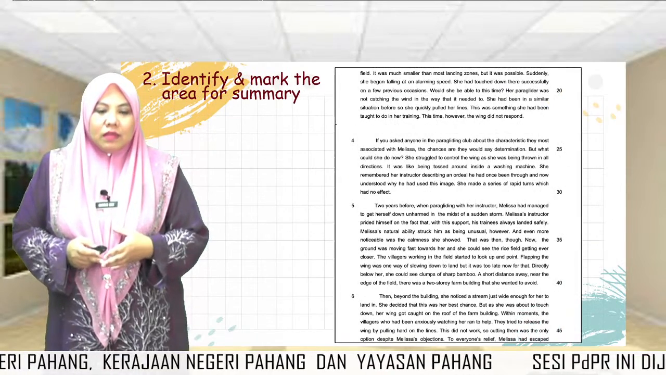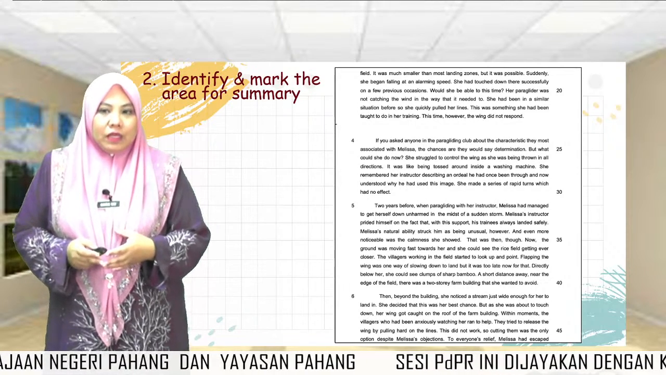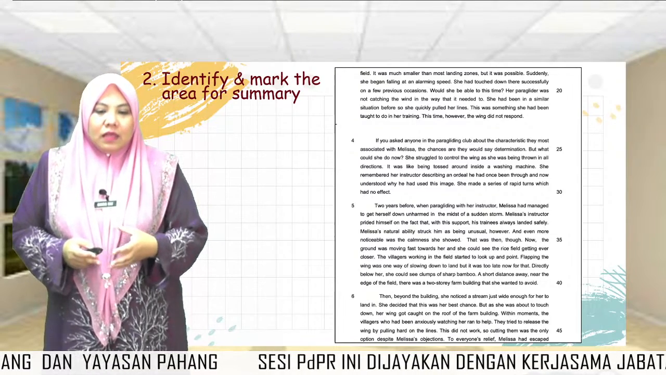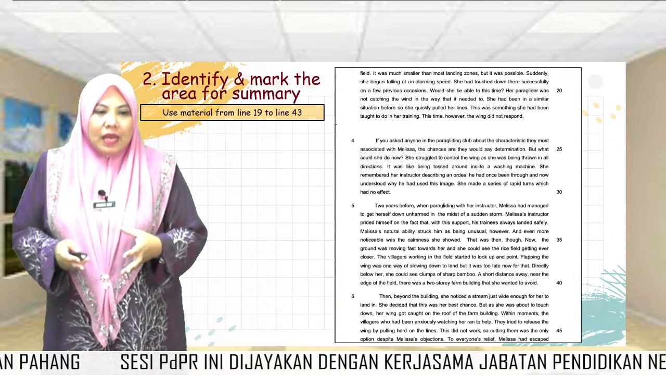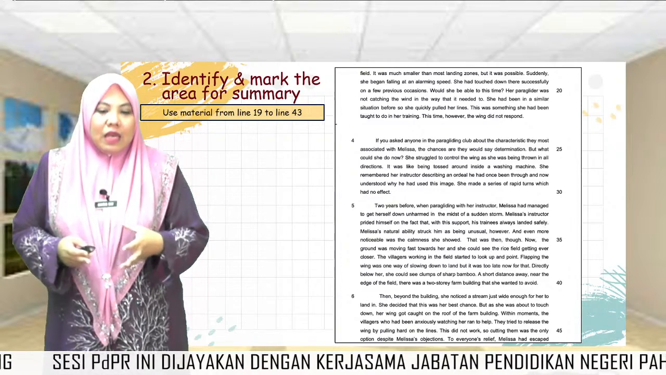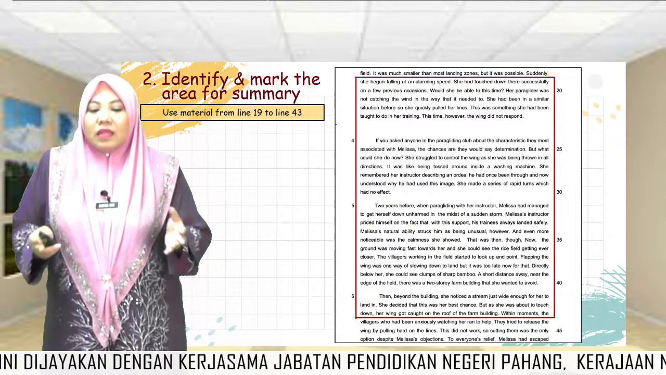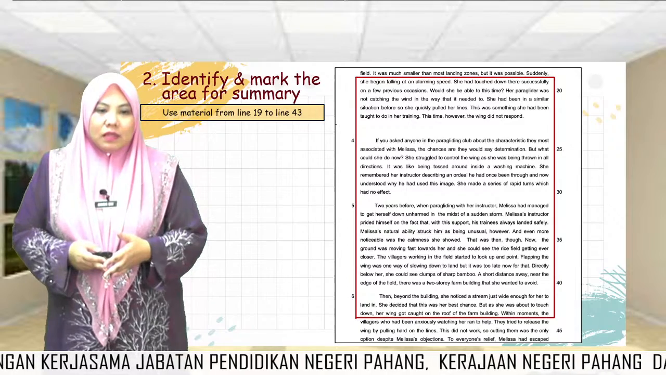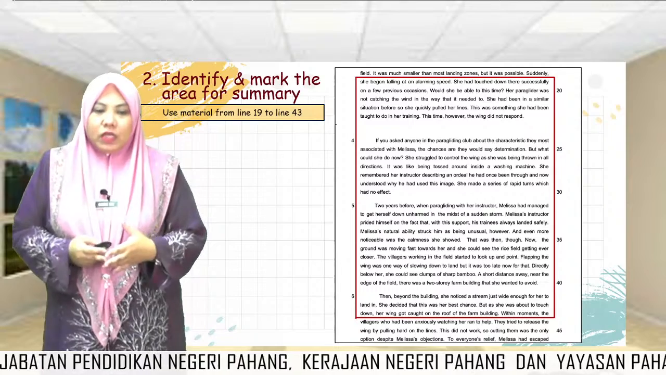In the SPM 2019, you are required to use material from line 19 to line 43. So, get a pen or highlighter and mark the area by drawing a box around it, or draw a line above line 19 and below line 43. This will help you to focus on the area that only needs to be summarized. As you can see on the screen, the one in the red box is the main focus of this summary.